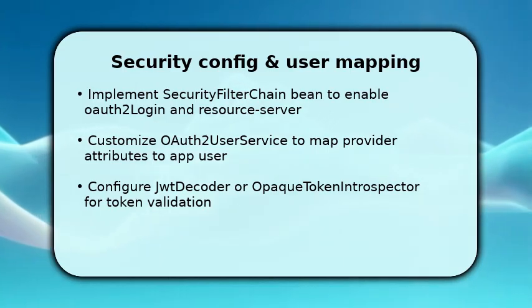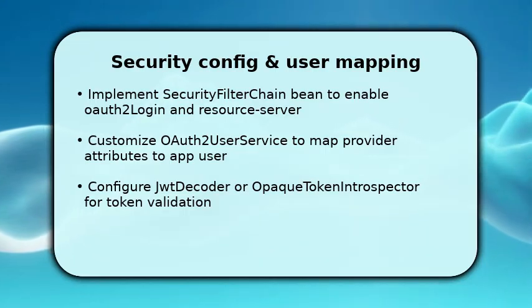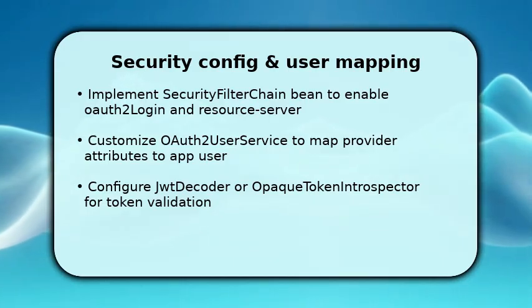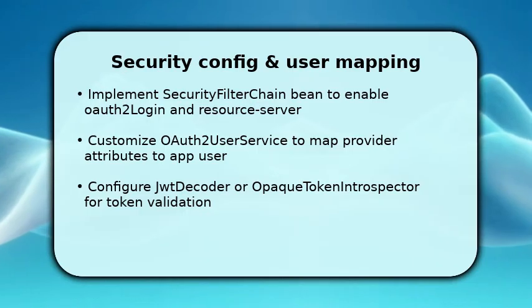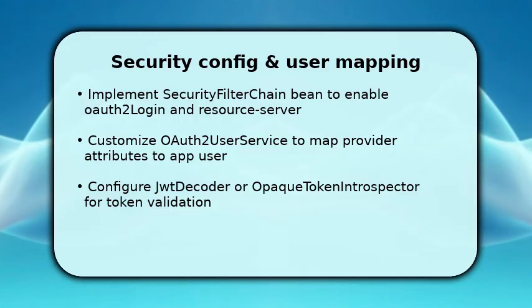For API calls, validate tokens using a JWT decoder for JWT tokens or an opaque token introspector for opaque tokens. Also wire a granted authorities mapper if you need role translation. These middle steps ensure tokens are verified and user identity is correctly established in Spring Security.